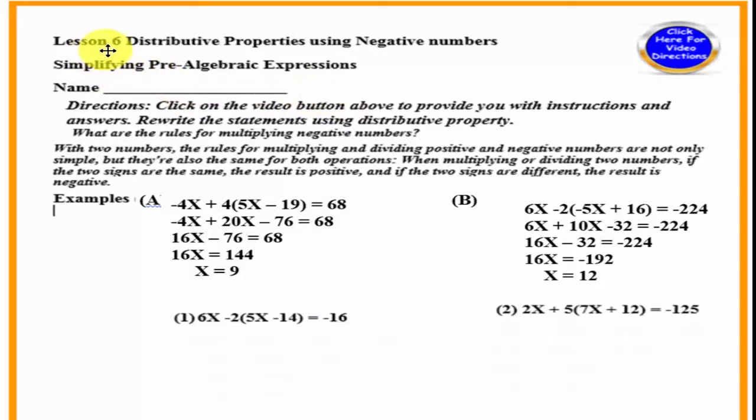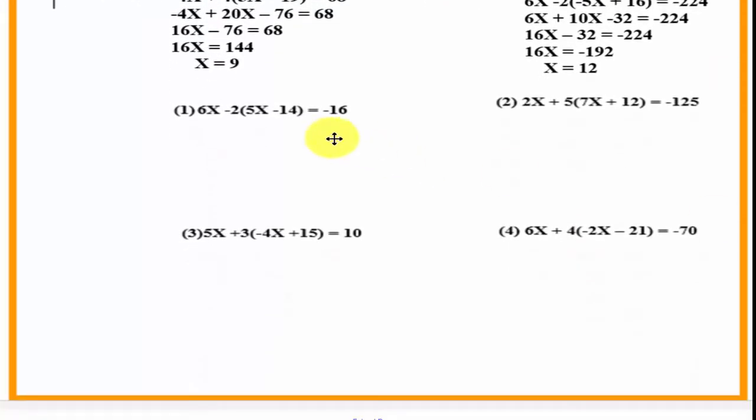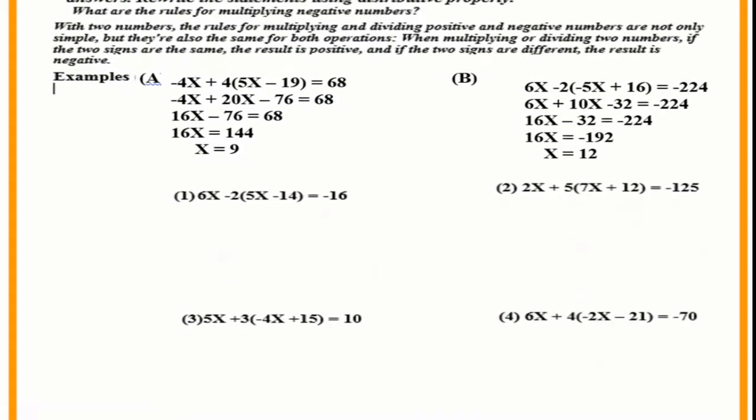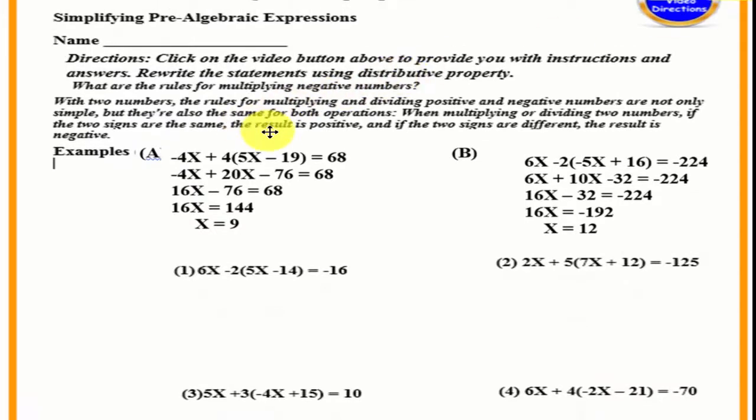You are presently looking at Lesson 6, Distributive Properties using negative and positive numbers. Simplifying pre-algebraic expressions. Remember the rules right here about multiplying and subtracting negative and positive numbers. Now you'll notice we've provided only 4 problems, because it'll take you a while to do each one. But we also have provided 2 examples to make sure you understand how they work.